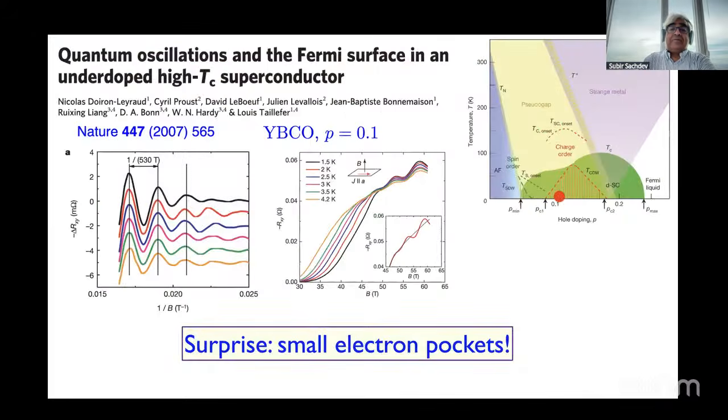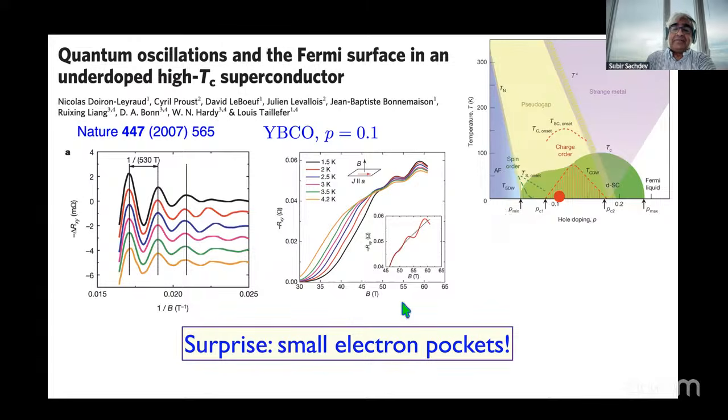Okay, so then another set of experiments at very low temperatures. The most remarkable was this observation by Louis Taillefer's group in 2007 of quantum oscillations. So these are, I forget, either Shubnikov-de Haas or de Haas-van Alphen oscillations. So these are oscillations at high magnetic fields. These are fields of order 60, 70 Tesla, if I remember right, at this doping of around 0.1. And you see oscillations. And from the oscillations, you deduce there's actually a small pocket.